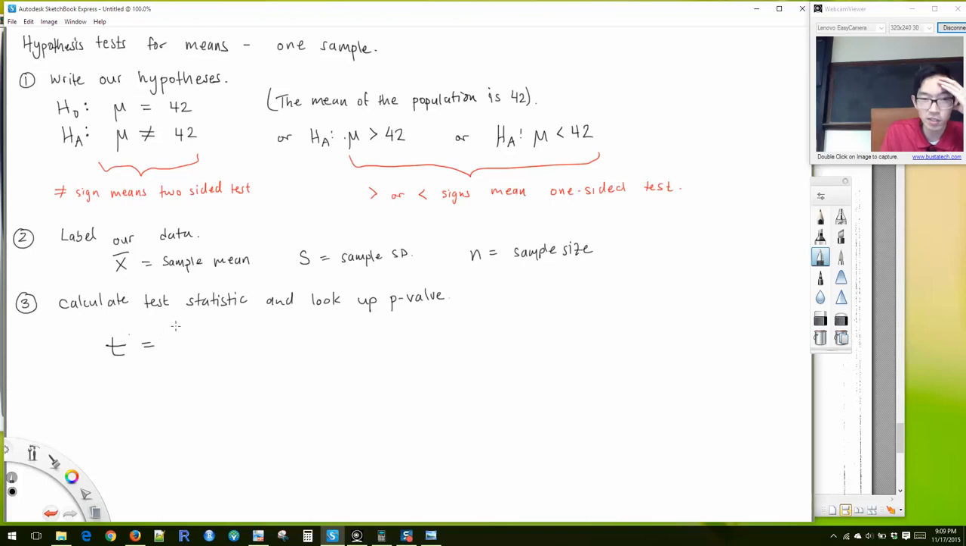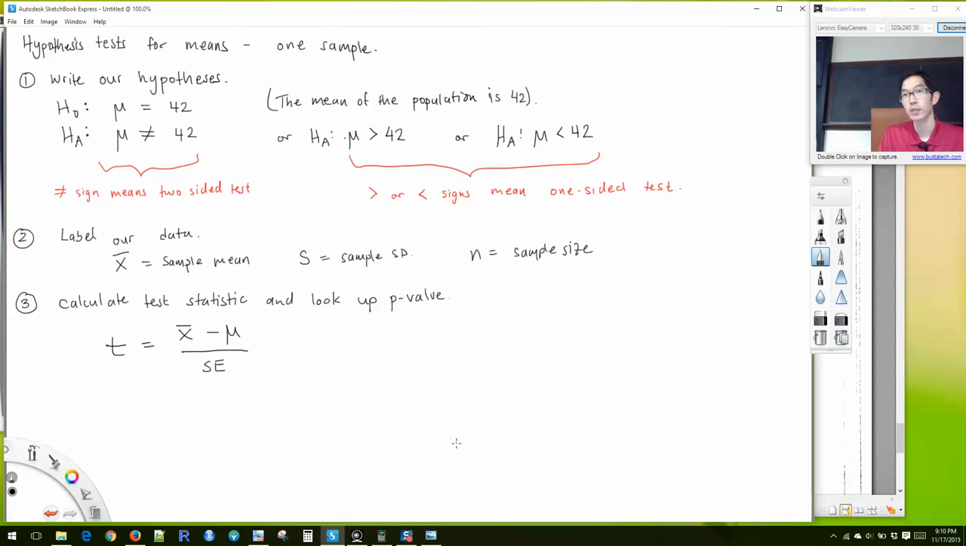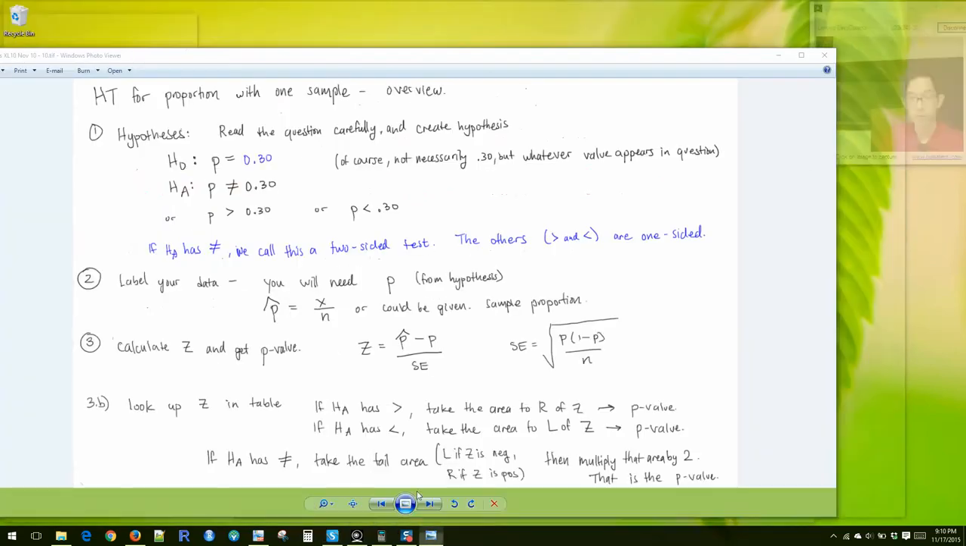So here, our test statistic t is going to be x bar minus mu, divided by our standard error. And this should also feel familiar. It's the difference between what you found in your sample minus what's written in the null hypothesis, divided by a standard error. Our standard error here is s over the square root of n. So it's just a matter of taking those numbers, throwing them in here, and you have your test statistic t. Is this okay?